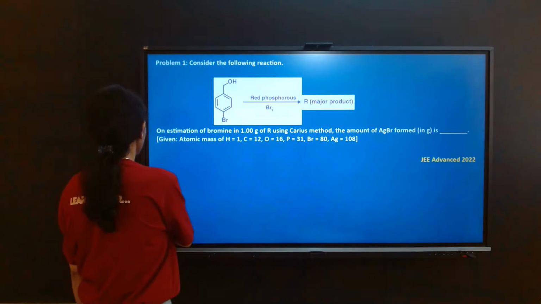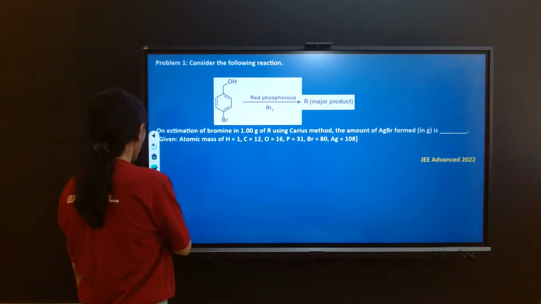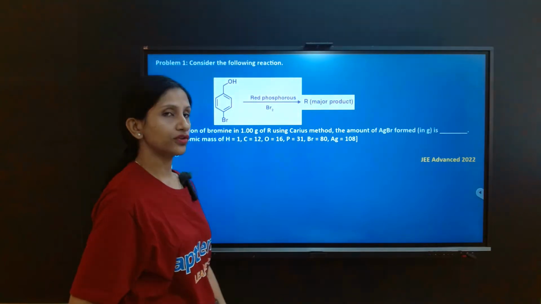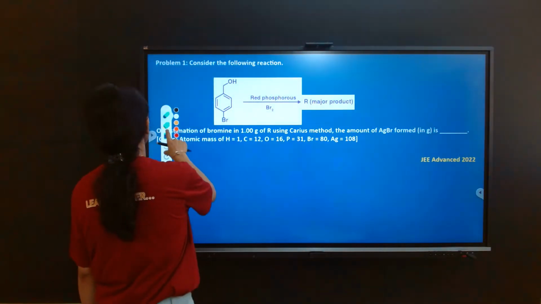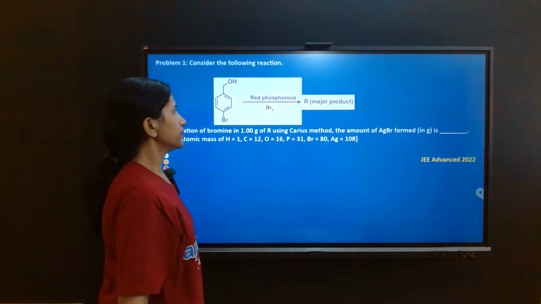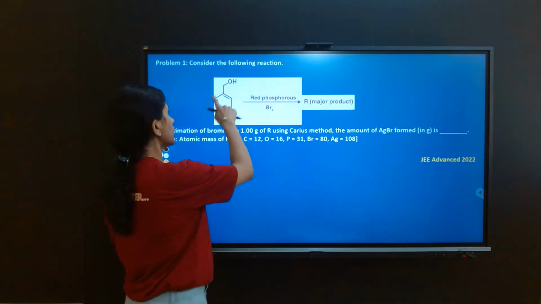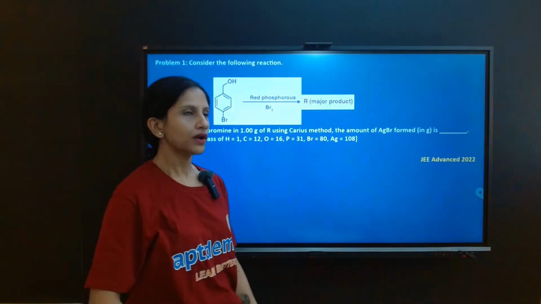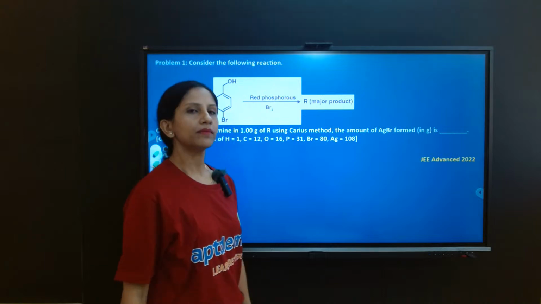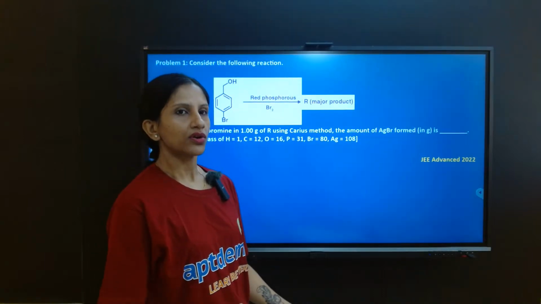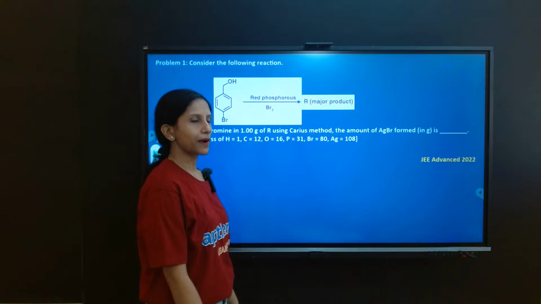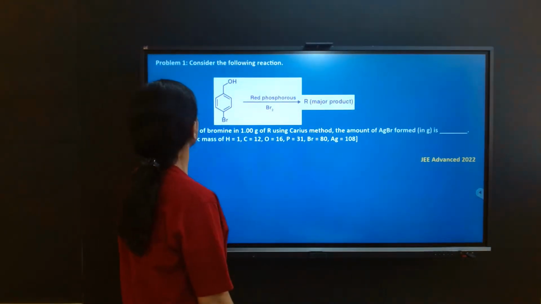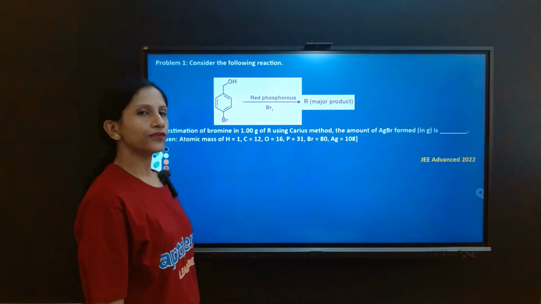Now this problem number 1 appeared in the Joint Entrance Examination Advanced 2022. This is a very interesting kind of problem where not only the organic compound, that is alcohol here, is involved, but this problem also contains some concepts that you have learned in the inorganic chapter of atomic structure. So let's get started. Problem 1 is saying, consider the following reaction.